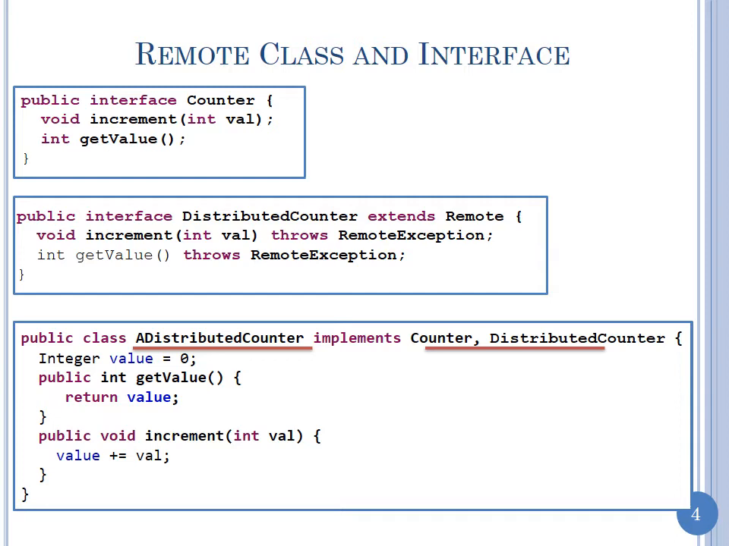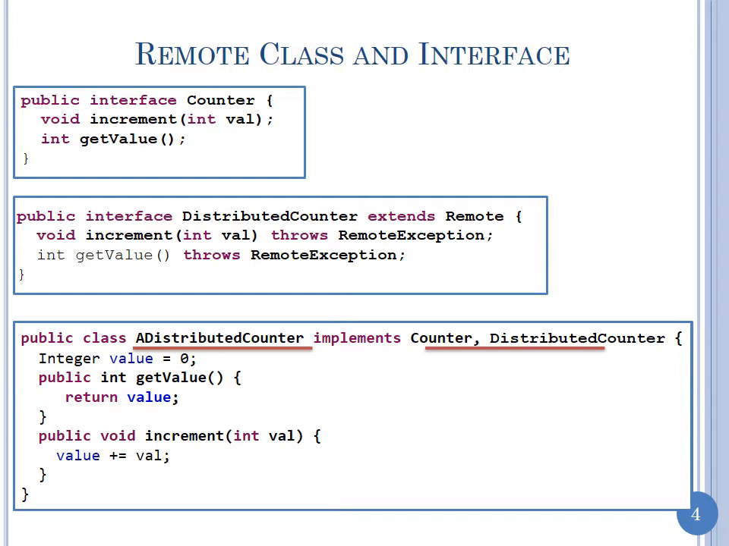Look at the two interfaces I have. I have Counter. It has increment and getValue. DistributedCounter also has increment and getValue. Same signature, same method name, same parameters, same return values. The only difference is that one of them has the throws clause. In the remote interface, you have the throws clause. In the non-remote one, we don't have the throws clause. And we are claiming that a DistributedCounter implements both of them.